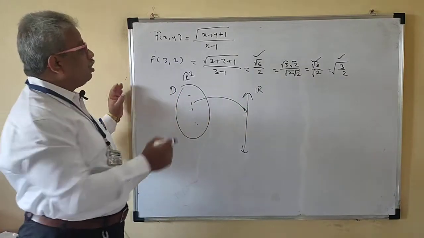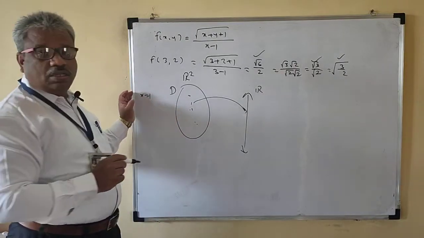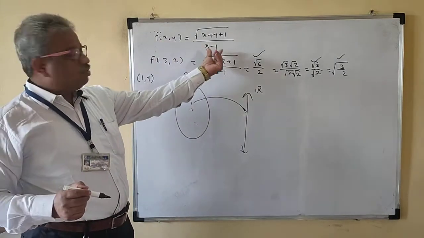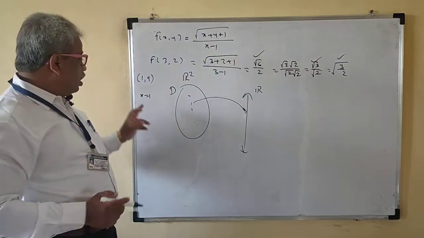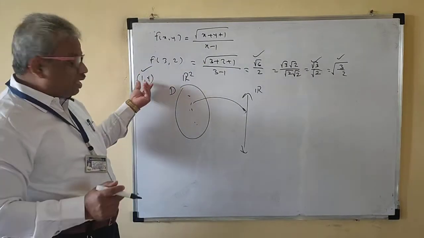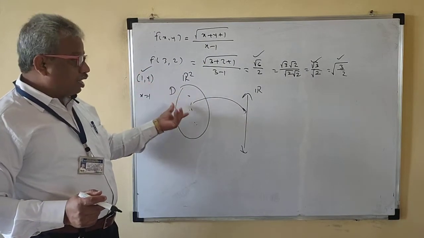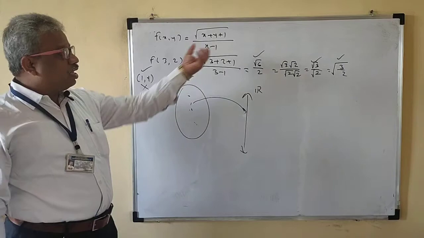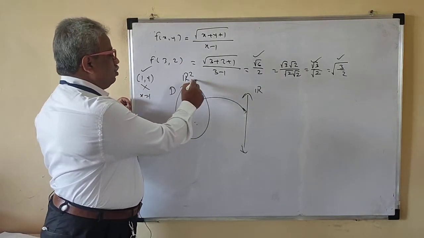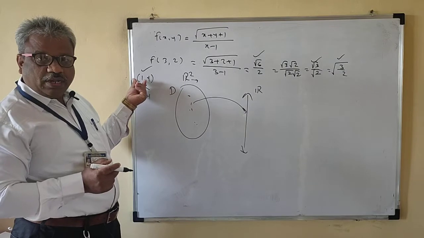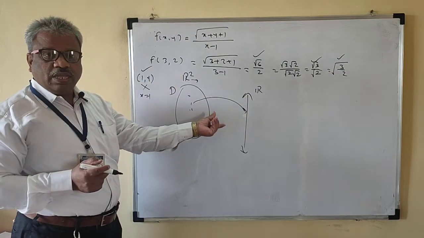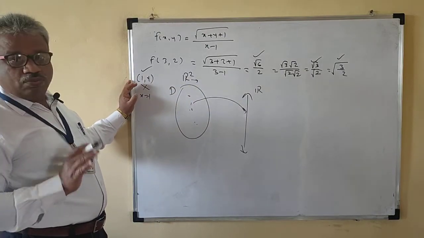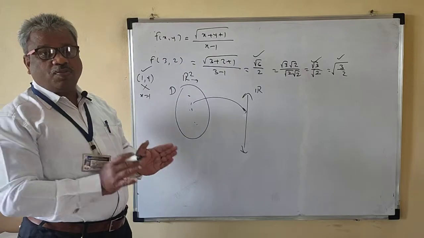See what happens if you take x equal to 1, all points like 1, y. For these, 1 minus 1 is 0, so your denominator is 0. There are infinitely many points 1, y, and they don't have an image. So we have to exclude such points from R2, because these points don't have an image, so they should not be in the domain. We have to find a domain such that every point has an image.